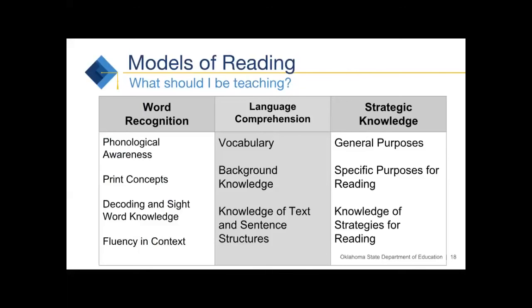And then in the middle, it has the language comprehension. Now, I put this in gray because these are not linear skills. You're always working on all of them. So you're always building vocabulary, you're building background knowledge, you're building knowledge of text and sentence structures. So, for example, it's a narrative text and the type of sentences that are used. And then we have the strategic knowledge, like what are the general purposes for reading? What are the specific purposes, to inform, to entertain, and the strategies that you use to comprehend for reading.